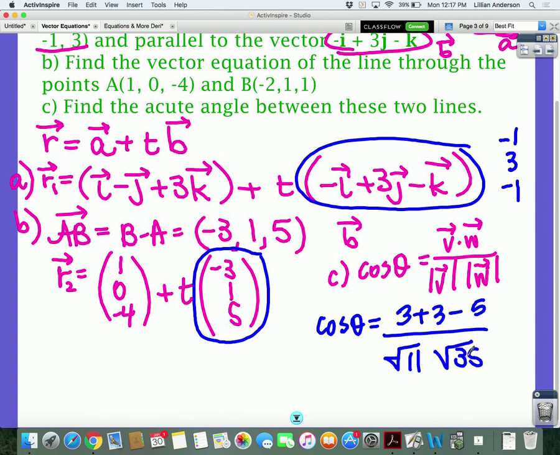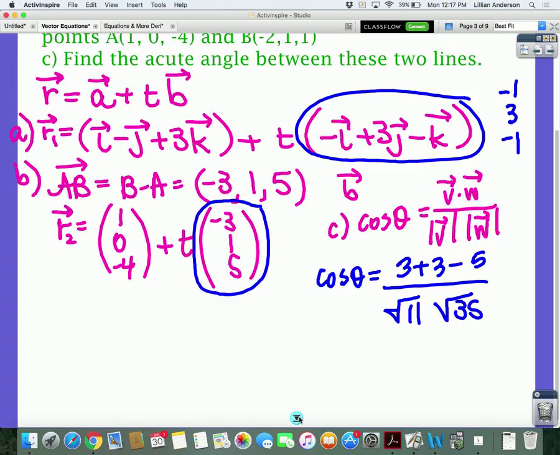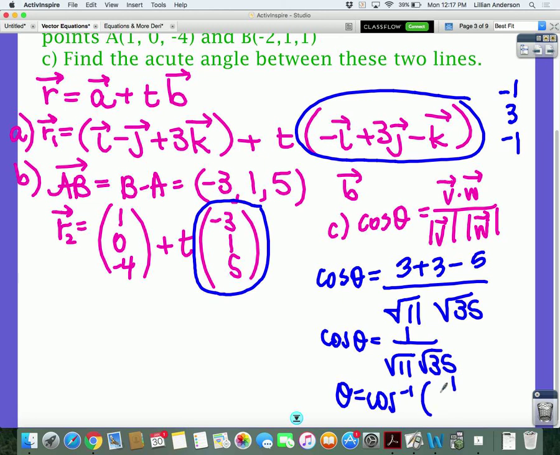Okay. We can't use our calculator here for this one because these are definitely not something that we can do using our unit circle. So this is going to be a +1 over the square root of 11 times the square root of 35. Which is square root of 385, which is equal to 19 point something. So take the inverse of that, and you get 87.1.